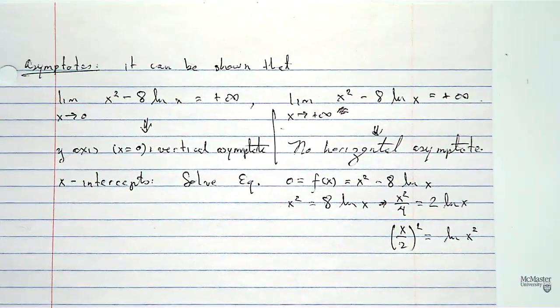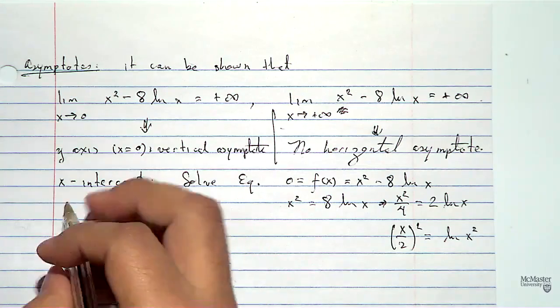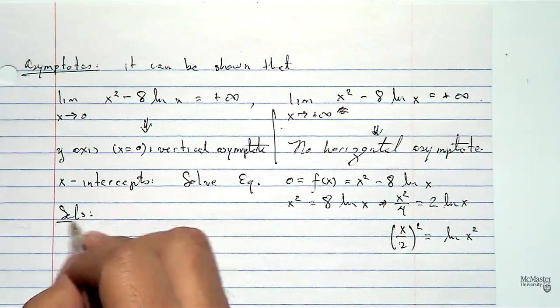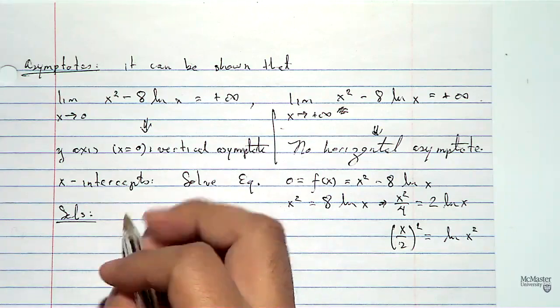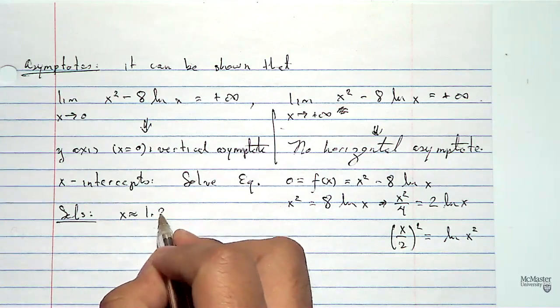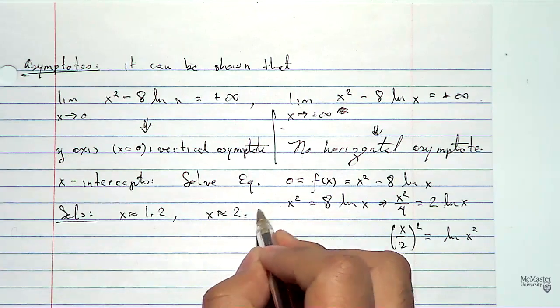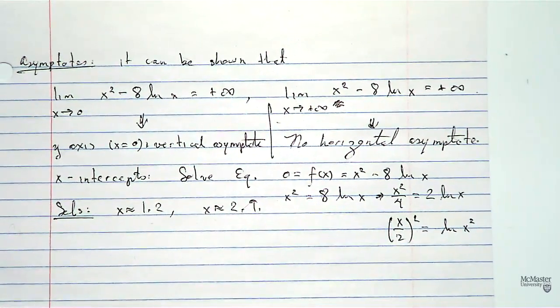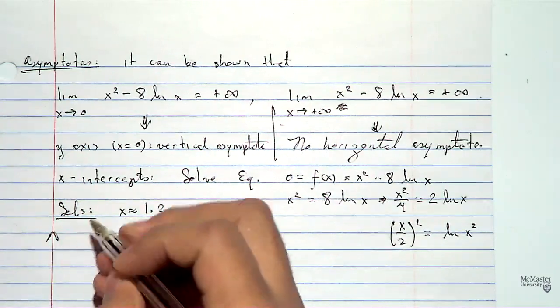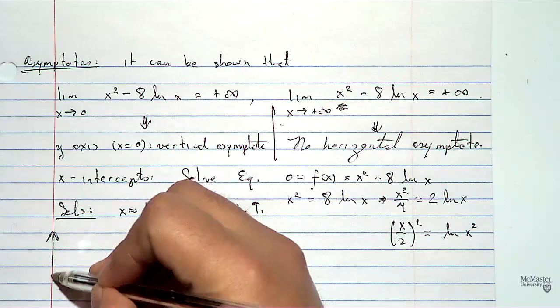But in any case, just to provide you the solutions of this, regardless of the method you use to solve it, it's x around 1.2 or x around 2.9. This is just an important piece of information in order to draw the plot, which will be now our objective.